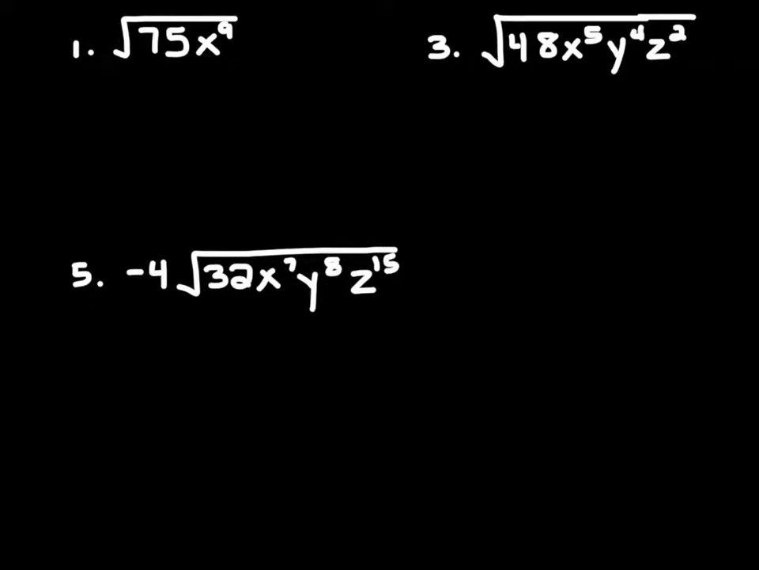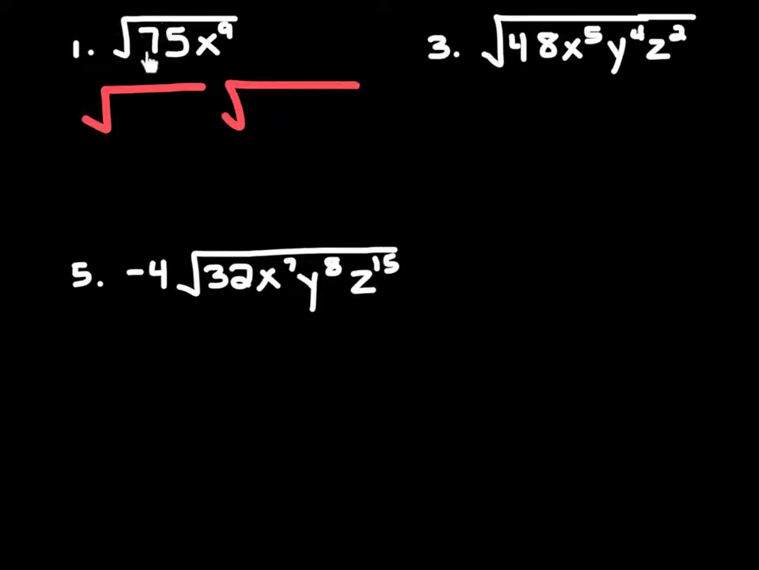Now, if you look at number 1, all right, 75 and x to the 9th, those are not perfect squares. Those are not on the list that we just made. So what you're going to want to do is take this and break it up into 2 separate square roots. And what we're going to do is put all of our perfect squares under this first radical, and what we're left over with, all of our non-perfect squares, under the second radical.